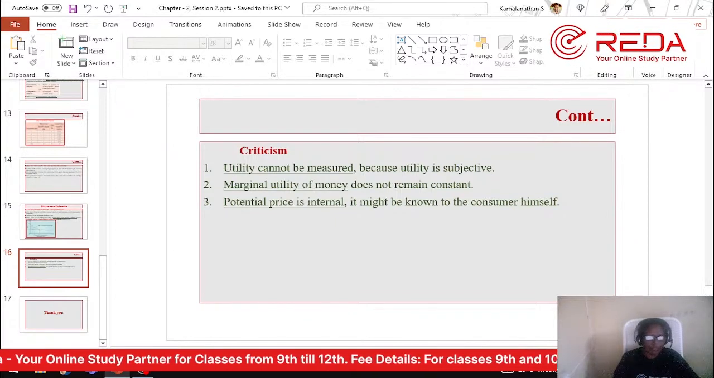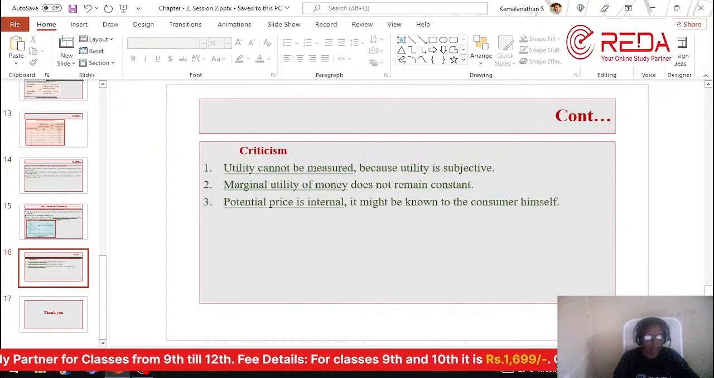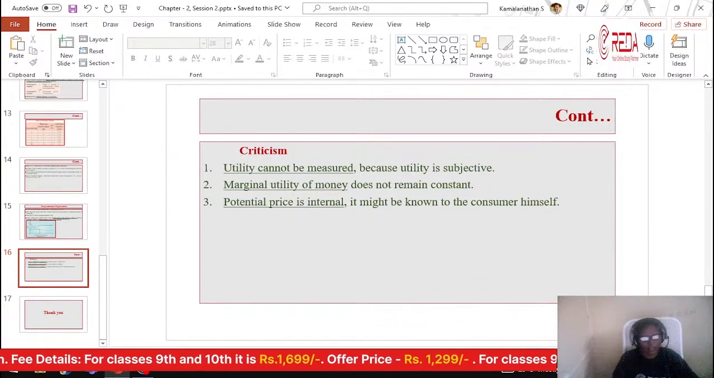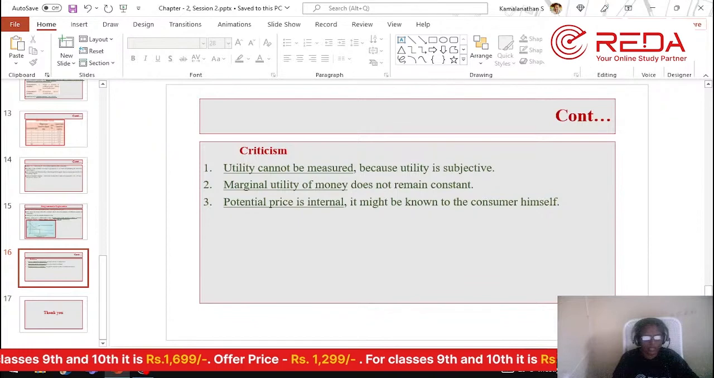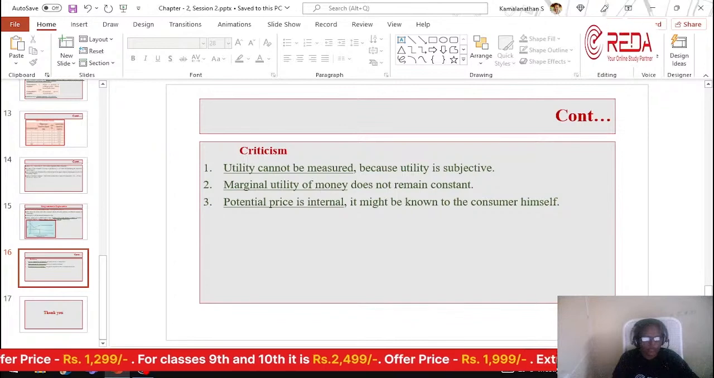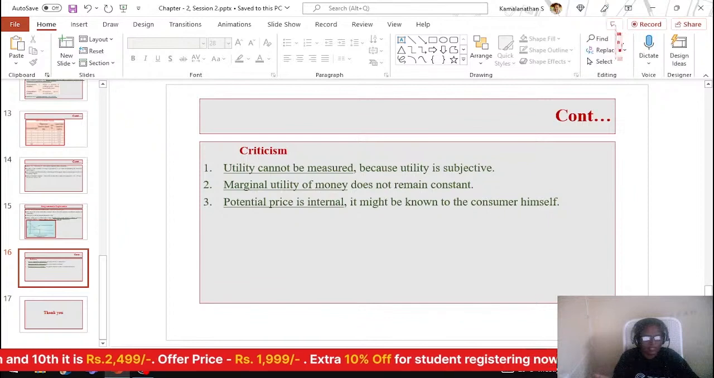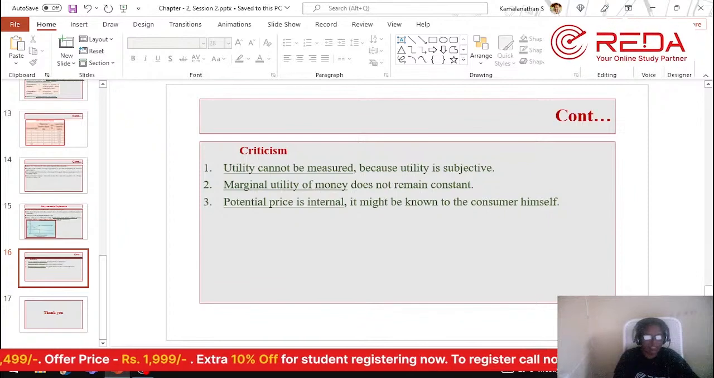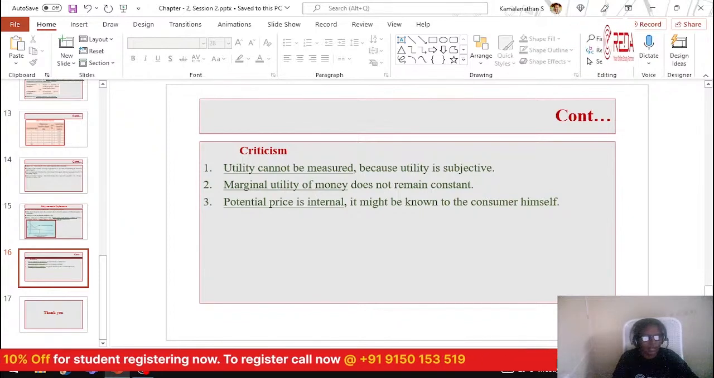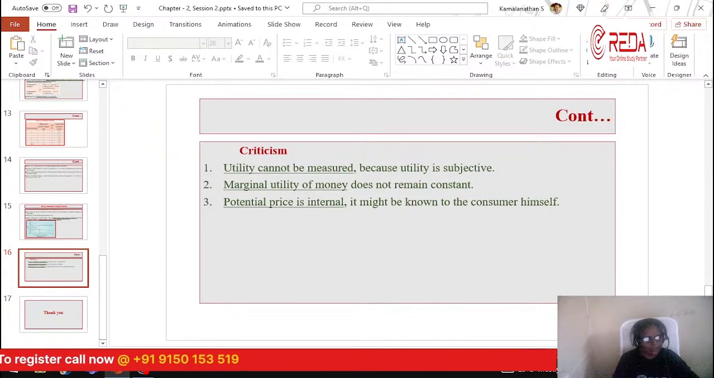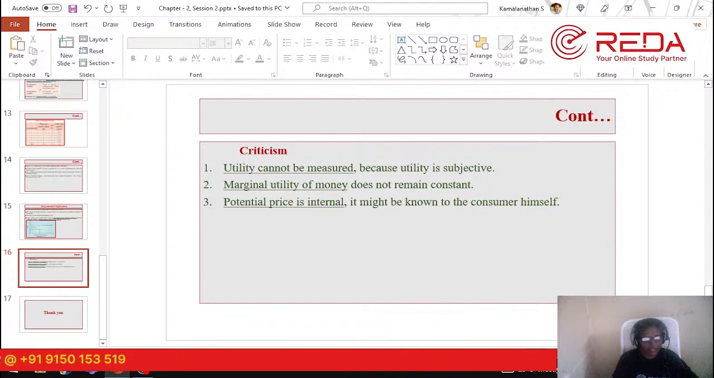Some people may be ready to pay 4 rupees to buy the commodity. Some will be ready to spend 10 rupees to purchase one apple. Some, at the extreme level, will be ready to pay even 20 rupees for purchasing one. It depends upon their income, their taste and preference, and many other economic factors. So it is not possible to analyze the consumer surplus at all. These are the criticisms given by other economists.